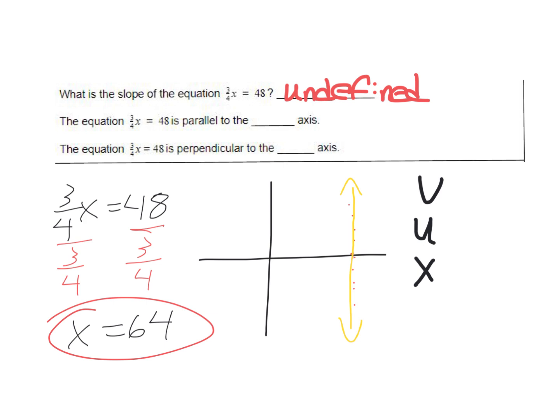Then it wants to know, this equation, which is really x equals 64, is parallel to which axis? Well, if this is the line, then it's parallel to this axis, which is the y-axis. So it's parallel to the y-axis, and it is perpendicular to the x-axis. It's perpendicular because these two lines intersect and create 90-degree angles.